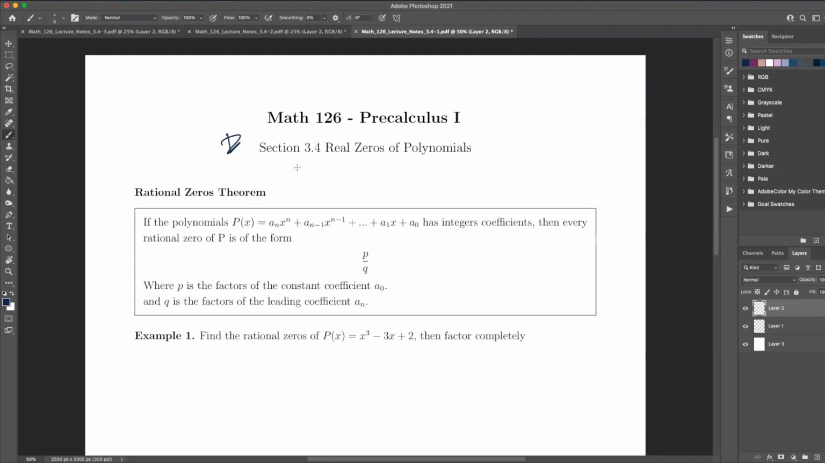Here we are in section 4.3, real zeros of polynomials. This is a really nice way to figure out how to find all the zeros of a polynomial, or at least all the rational zeros. There are other ways, and you'll learn other methods.